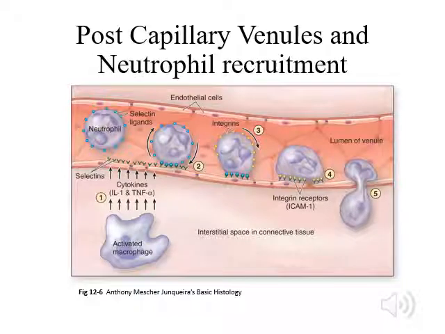Although I won't test you on this figure, this is figure 12-6 from your textbook, and it demonstrates the importance of endothelial cells within the postcapillary venules in the recruitment of neutrophils. Here we can see cytokines being released from activated macrophages within a tissue, in particular interleukin-1 and tumor necrosis factor, which I'm sure you've heard about in your biochemistry courses. These are the two major players in acute inflammation.